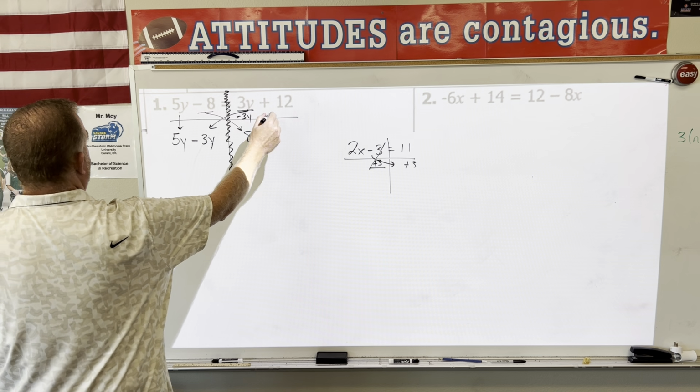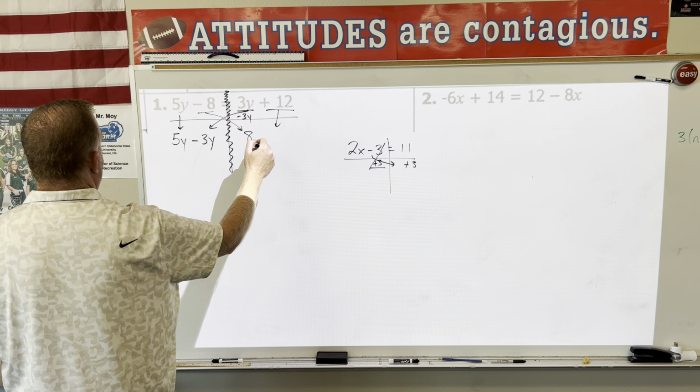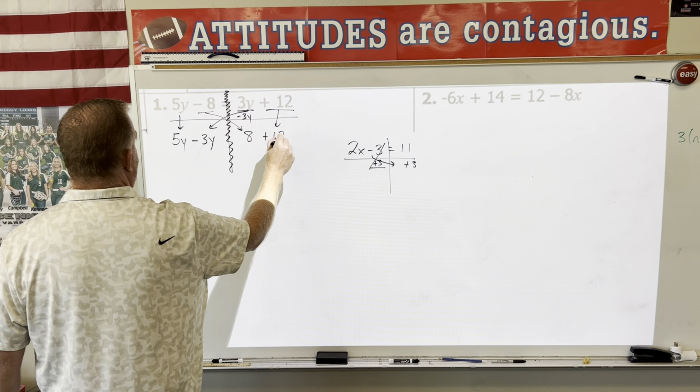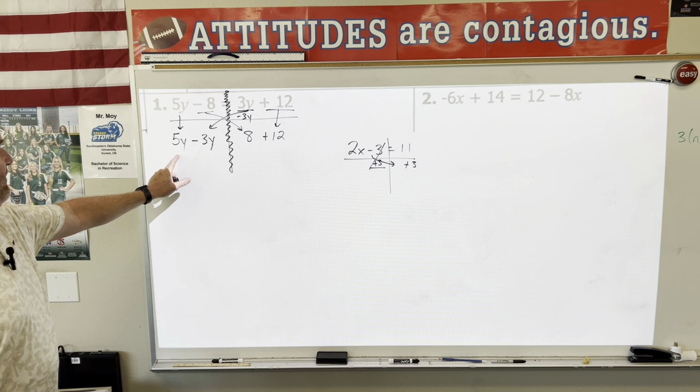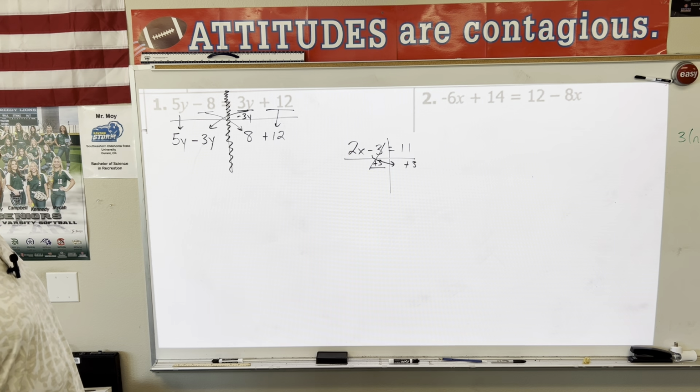Left side or right side? Just right side. So I can leave it here. Do I change the sign? No, because it did not cross that line. Now we just simplify. What is 5y minus 3y?